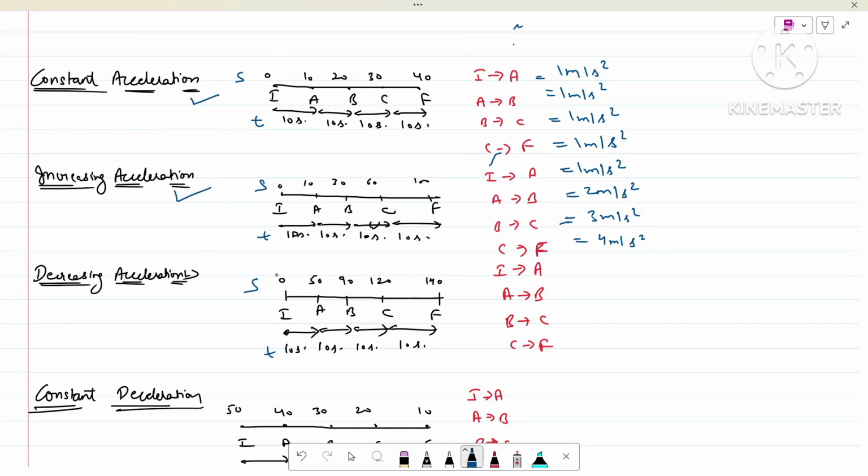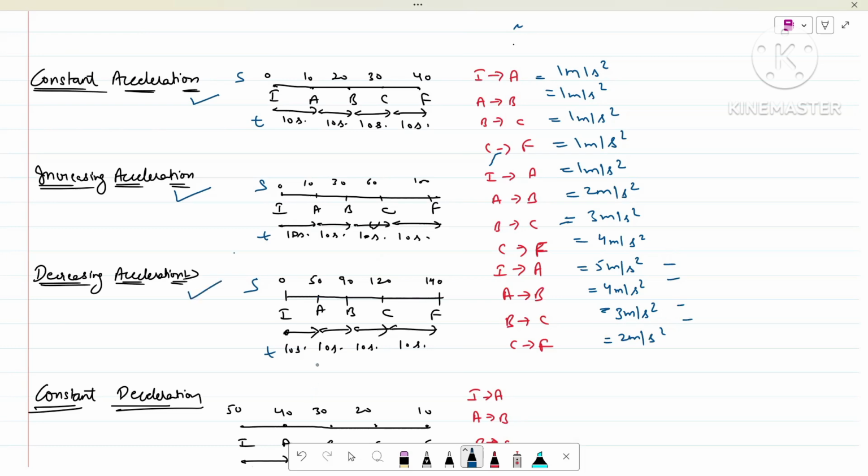Decreasing acceleration. Let's say initially speed is 0. At point A, its speed became 50 after 10 seconds, meaning change in speed is 50 meter per second in 10 seconds, so acceleration is 5 meter per second square. When it reached B, change in speed is 40 in 10 seconds, meaning 4 meter per second square. From B to C, it is 30 in 10, so 3 meter per second square. And from C to F, it is 20 meter per second in 10 seconds, so 2 meter per second square. Now you can see speed is increasing, but acceleration is decreasing. So we say the motion is with decreasing acceleration.